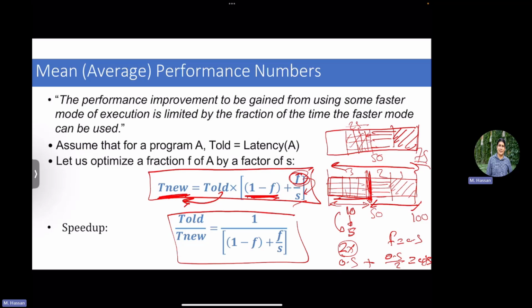Amdahl's law. I will just write this here. Yeah, Amdahl's. Yeah, this is. Sorry, it is. Good. Any other question?